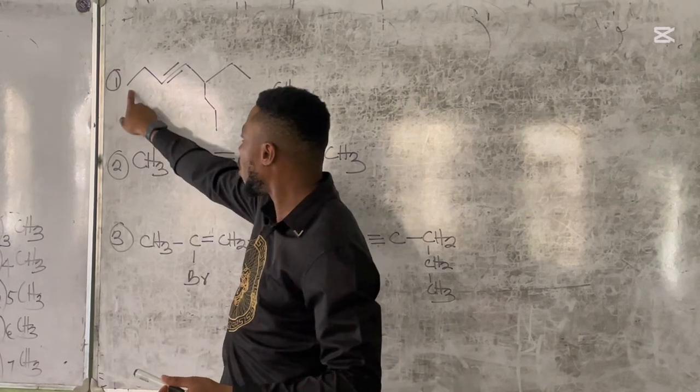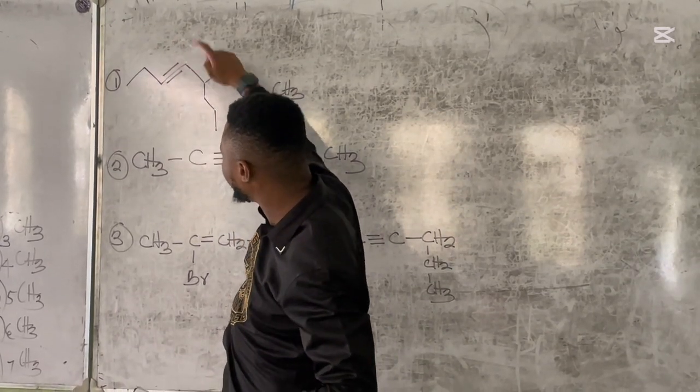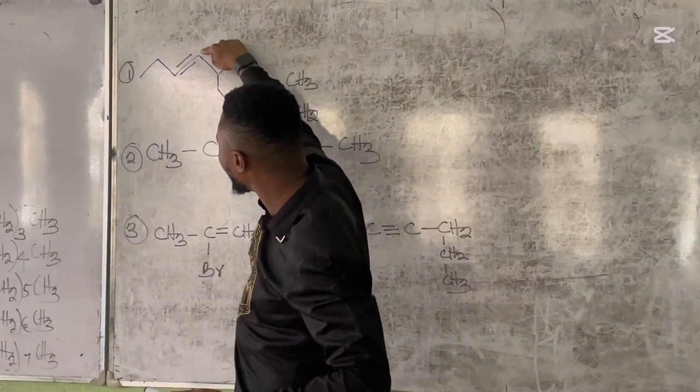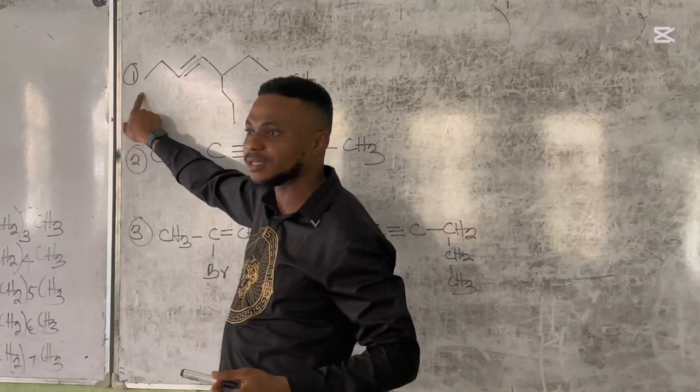Yes, it's easy. 1, 2, 3, 4, 5, 6, 7, 8. If you want to count from here, 1, 2, 3, 4, 5, 6, 7, 8. Ask a question.